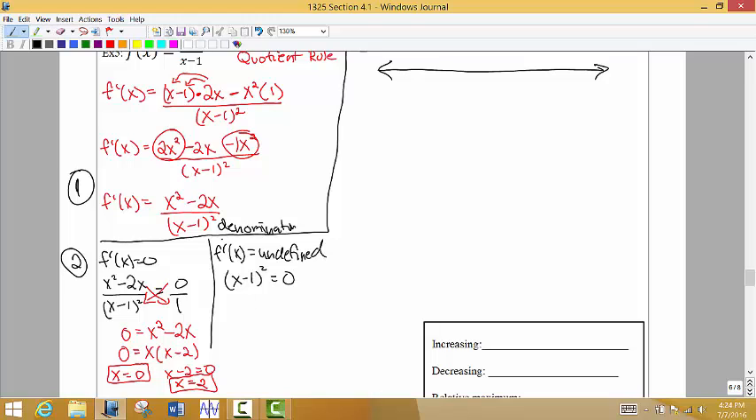And this one's pretty easy to solve. We're just going to take the square root of both sides, and I get x minus 1 equals 0. And that gives me x equals 1. So 1 would cause our first derivative to be undefined, because it would cause that denominator in the first derivative to equal 0. All right. So we have 3 separation values. We have 0, put that in a box. We have 1, and we have 2.